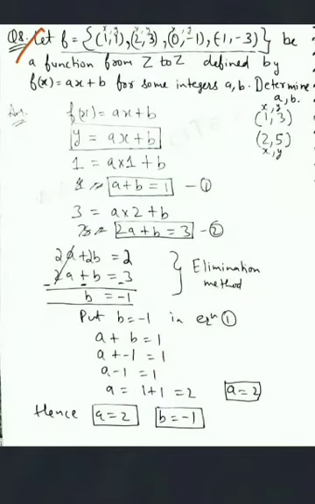Now see the question number 8. Let f equal to {(1, 1), (2, 3), (0, minus 1), (minus 1, minus 3)} be a function from Z to Z defined by the function f(x) equal to ax plus b for some integers a, b. Determine a and b. Now let's begin the solution.